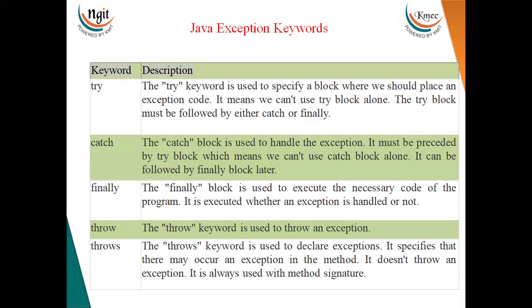So what do try, catch, finally mean? Better understand here. We use this try block, which is used to hold the exception code, right? You are suspecting that so and so statement may raise the exception; that exception code, we will place in the try block. If there is an exception in the try block, what will happen? That code will be thrown to the catch block, right?